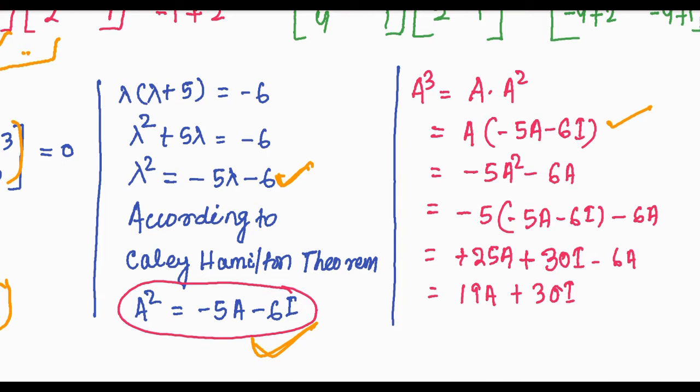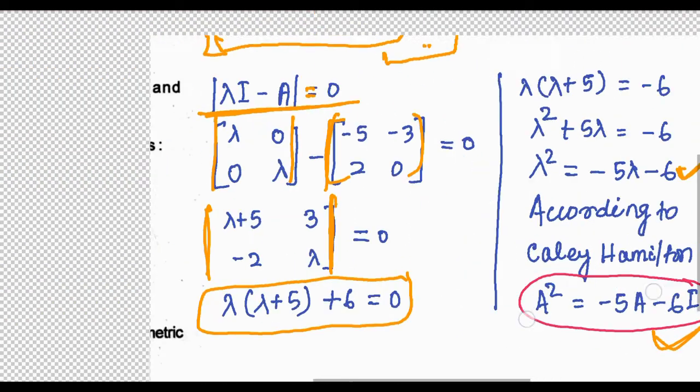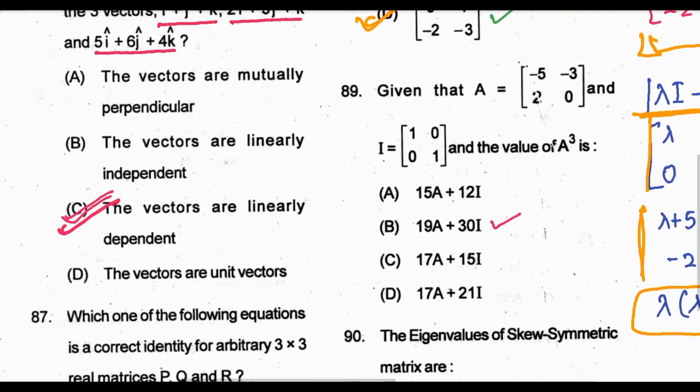So here again we are getting a square. Again we will put what is a square value. A square value is minus 5a minus 6i, and if we solve this one, what we will get is 19a plus 30i.